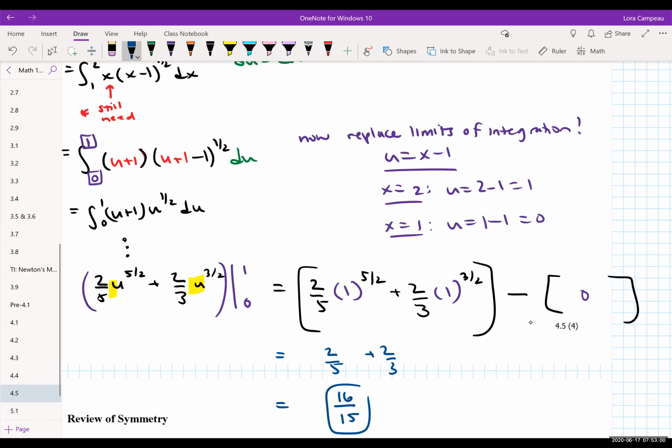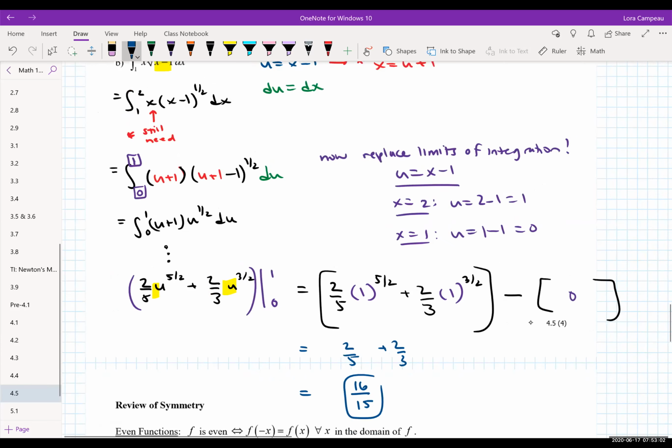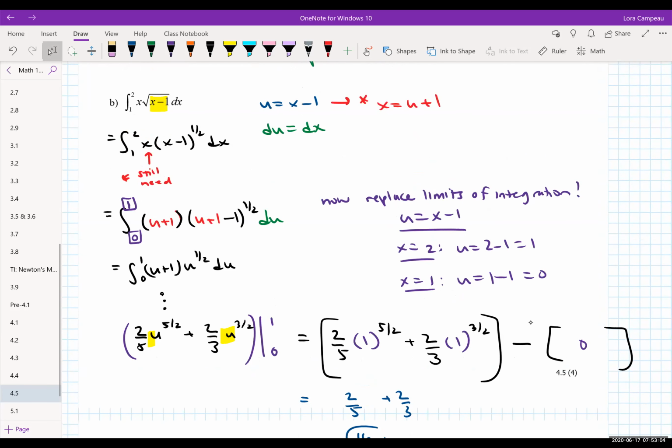So like I said, at least in Calc 1, I prefer to replace the limits of integration in terms of u right away so I never forget. And actually it worked out to our benefit because we got 0 as a lower limit, and that's always nice. But if you wanted to change your mind and replace them at the end, no problem.